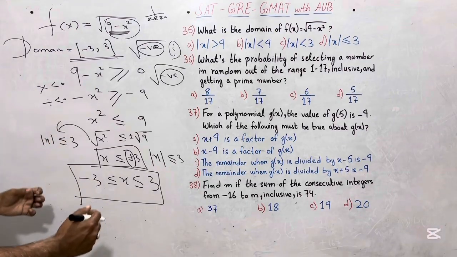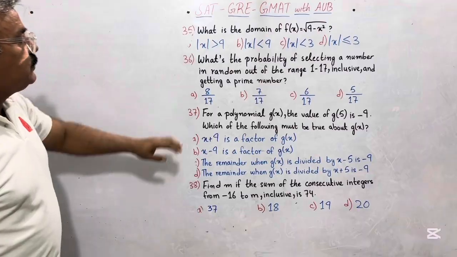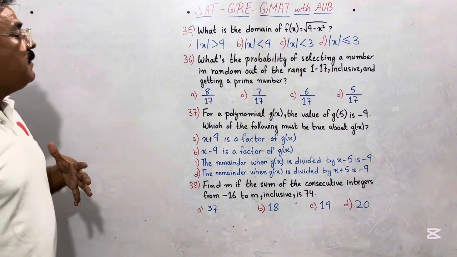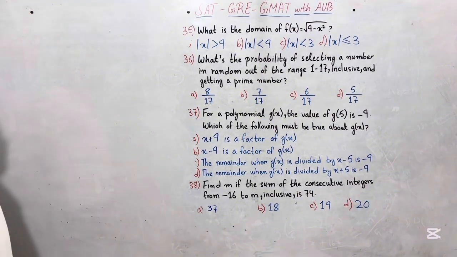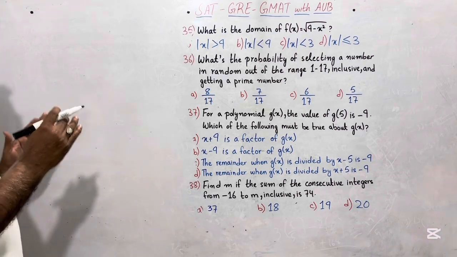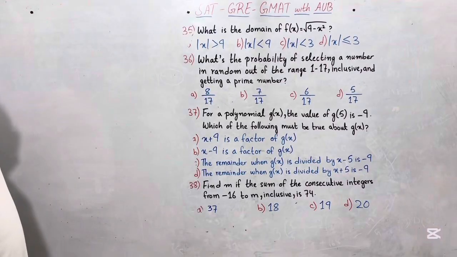Moving towards the next question, question number 36, a question based on probability. We are asked to find the probability of selecting a number at random out of the range of 1 to 17 inclusive, meaning from 1 to 17, and getting a prime number.